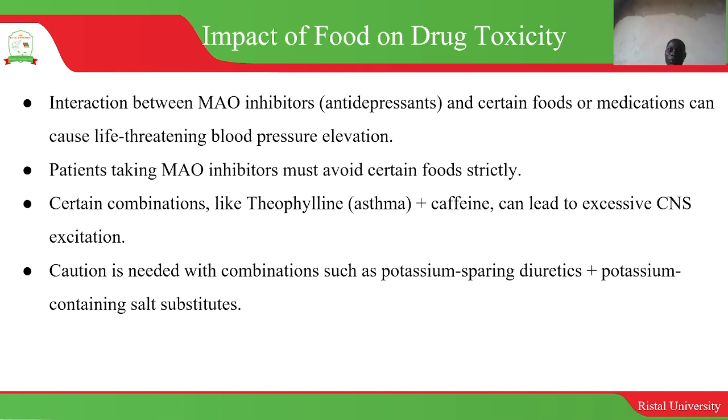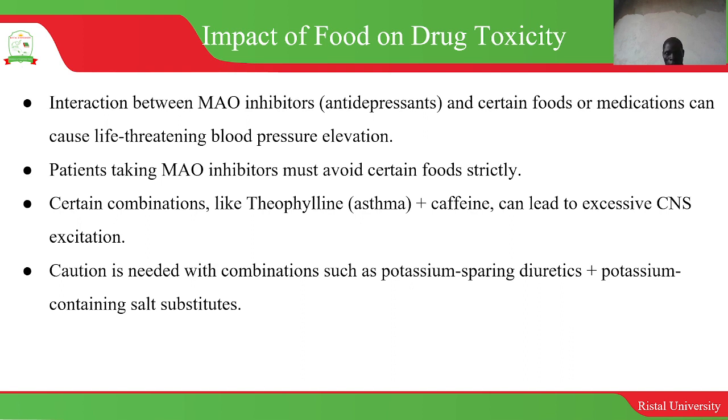Impact of food on drug toxicity, we are still continuing. We talked about the interaction with drugs called monoamine oxidase inhibitors. This is a group of drugs, MAO meaning monoamine oxidase inhibitors. We shall see this more when we deal with the CNS drugs. It is actually an antidepressant drug, and certain foods or medications can cause life-threatening blood pressure elevation. They end up raising the blood pressure. Patients taking monoamine oxidase inhibitors must strictly avoid certain foods. These foods will have to be specified.